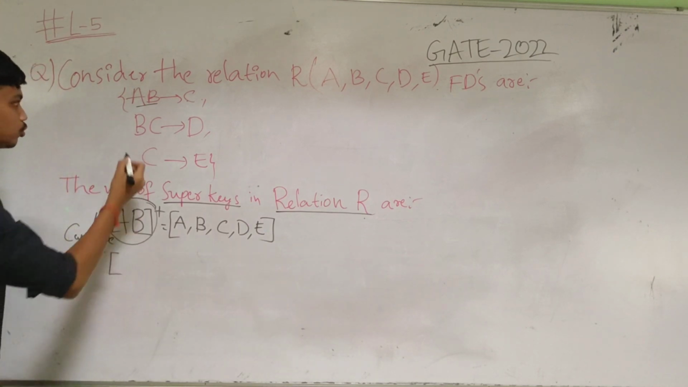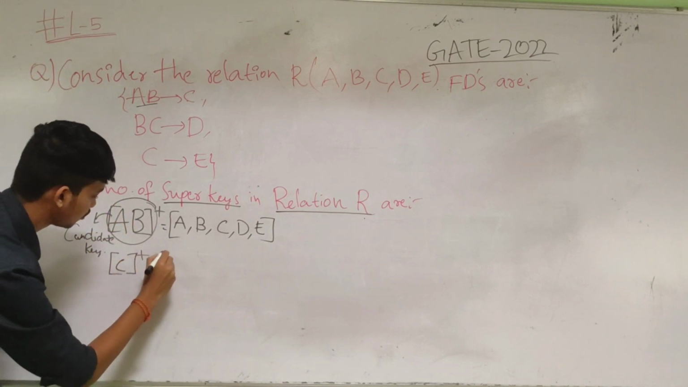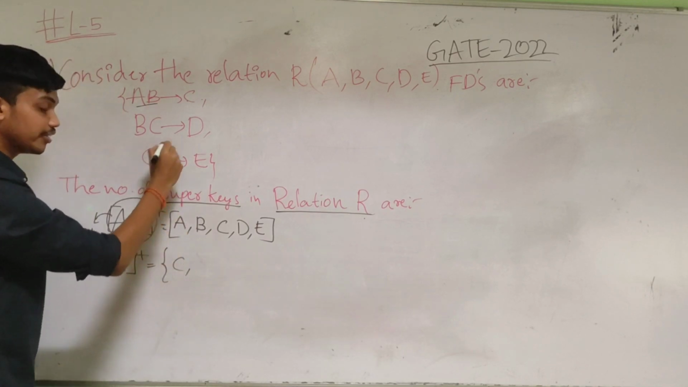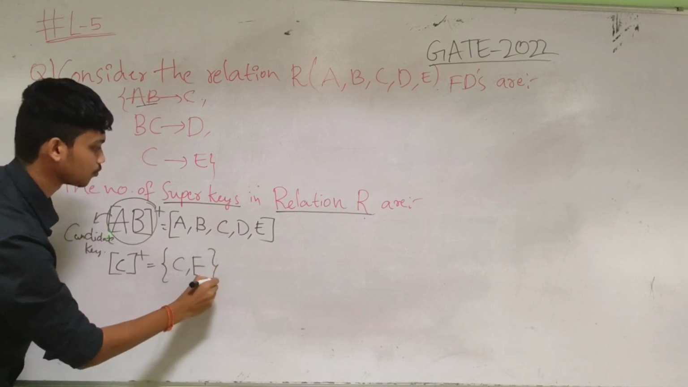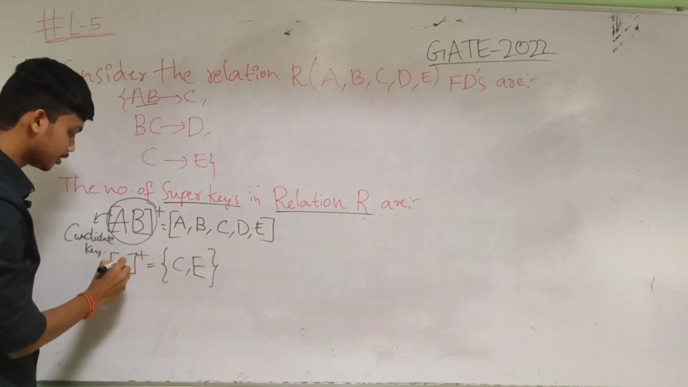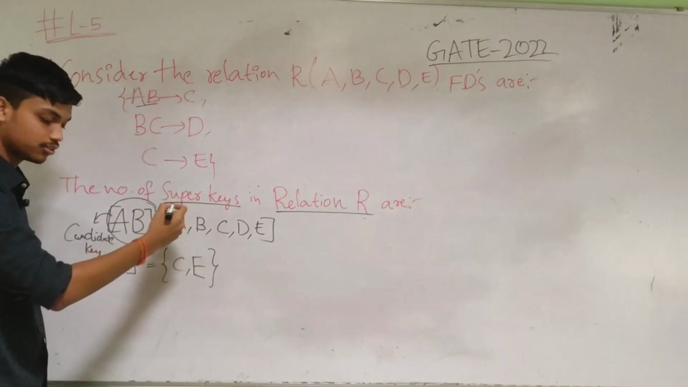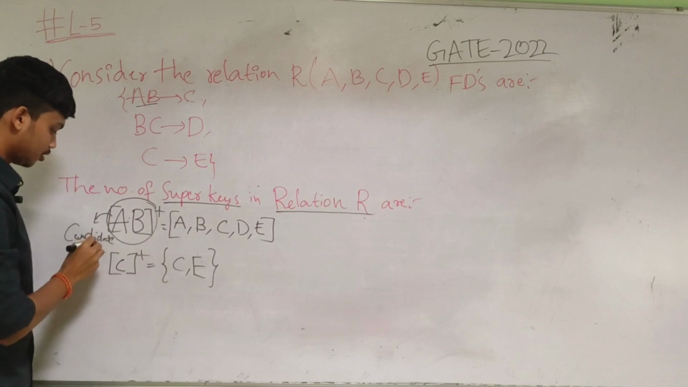Now let's do C plus. We get C, and C will determine E. So we get D, E also. But C is not a candidate key, because with C we can't get all the attributes. So C is not a candidate key, but AB is a candidate key.